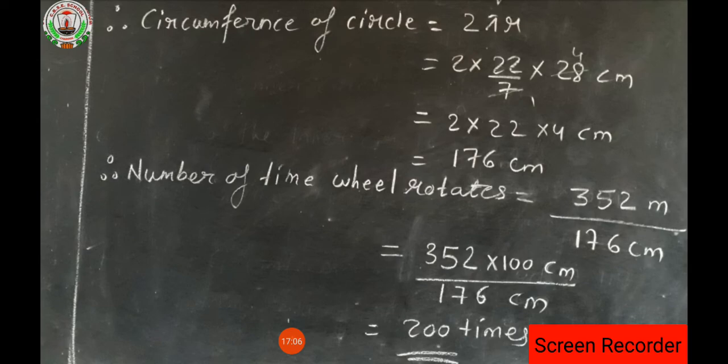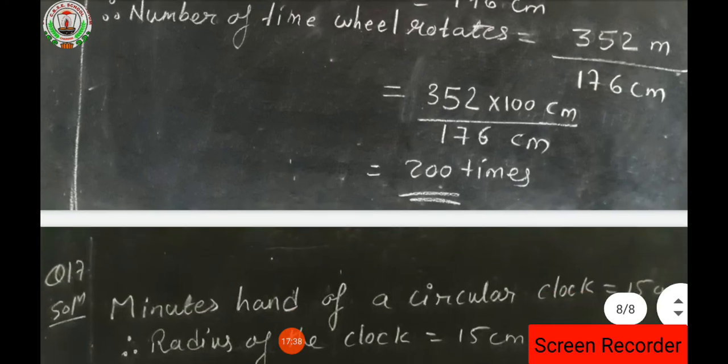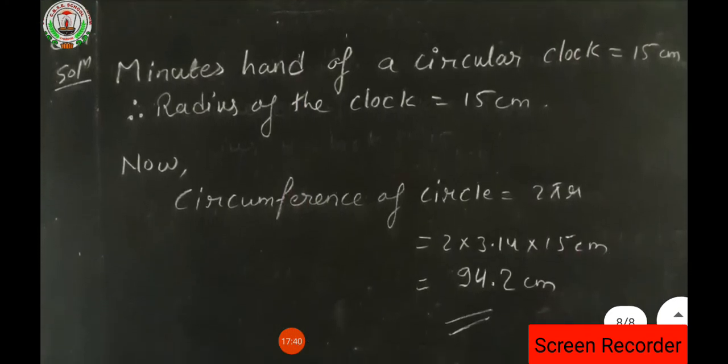So 352 into 100 will be how much? Okay, let me show you the calculation over here. So 352 into 100 upon 176, isn't it? So 176 in its own table will get cancelled one time, and 352 will get cancelled in the 176 table two times. So 2 into 100 will be 200 times is the answer. Clear everyone?